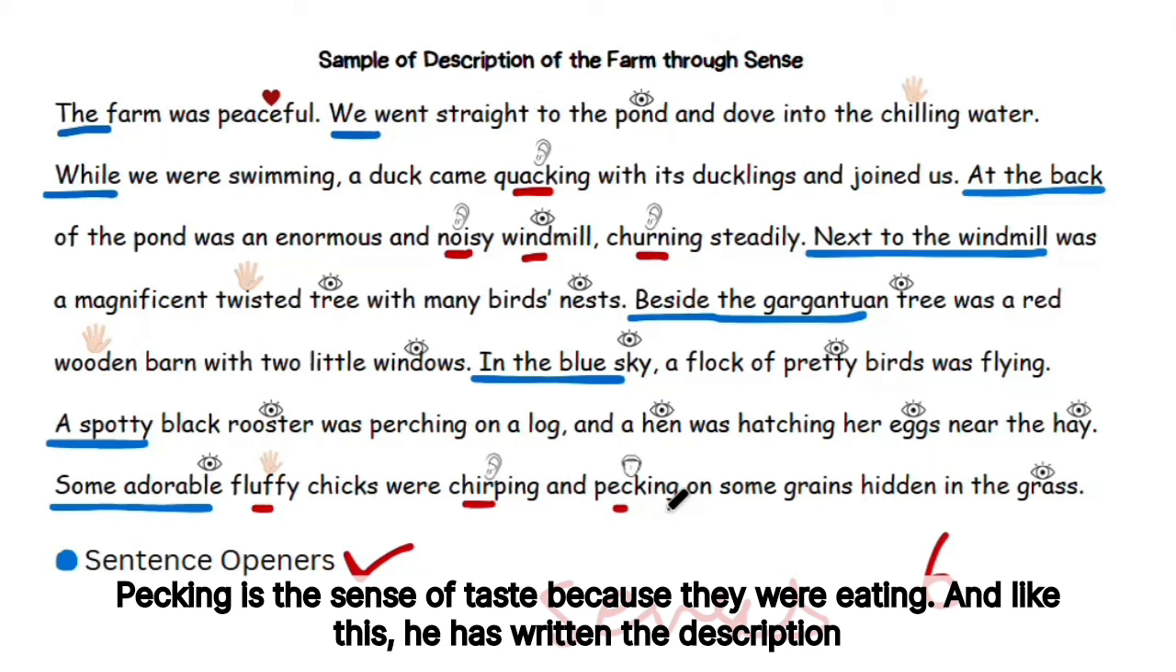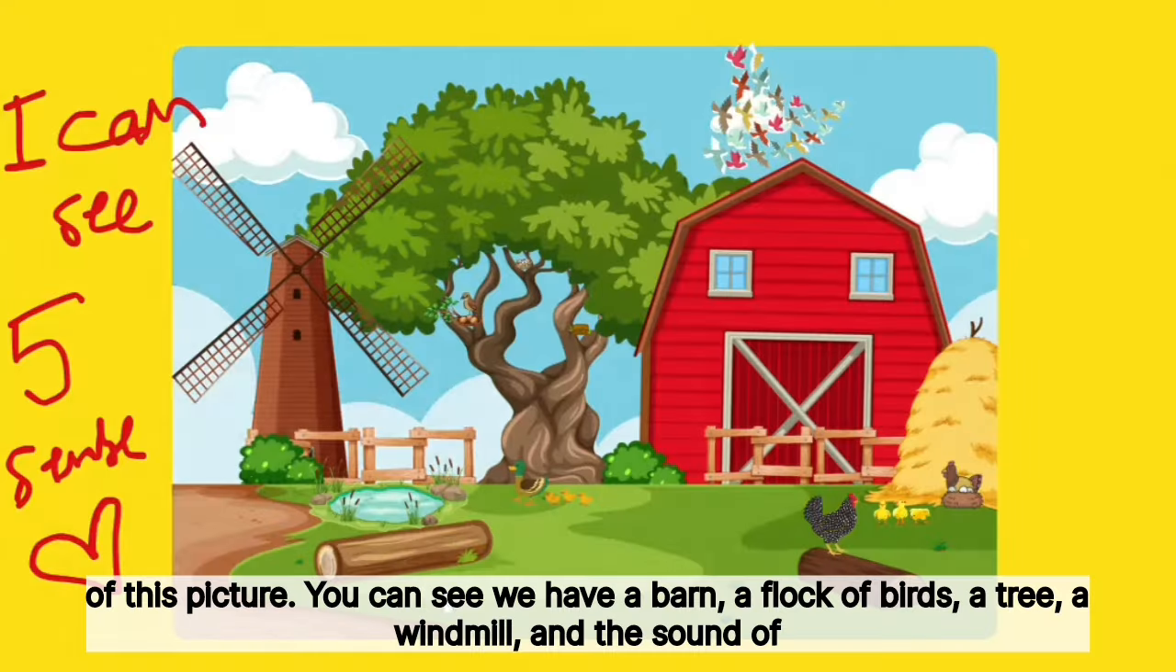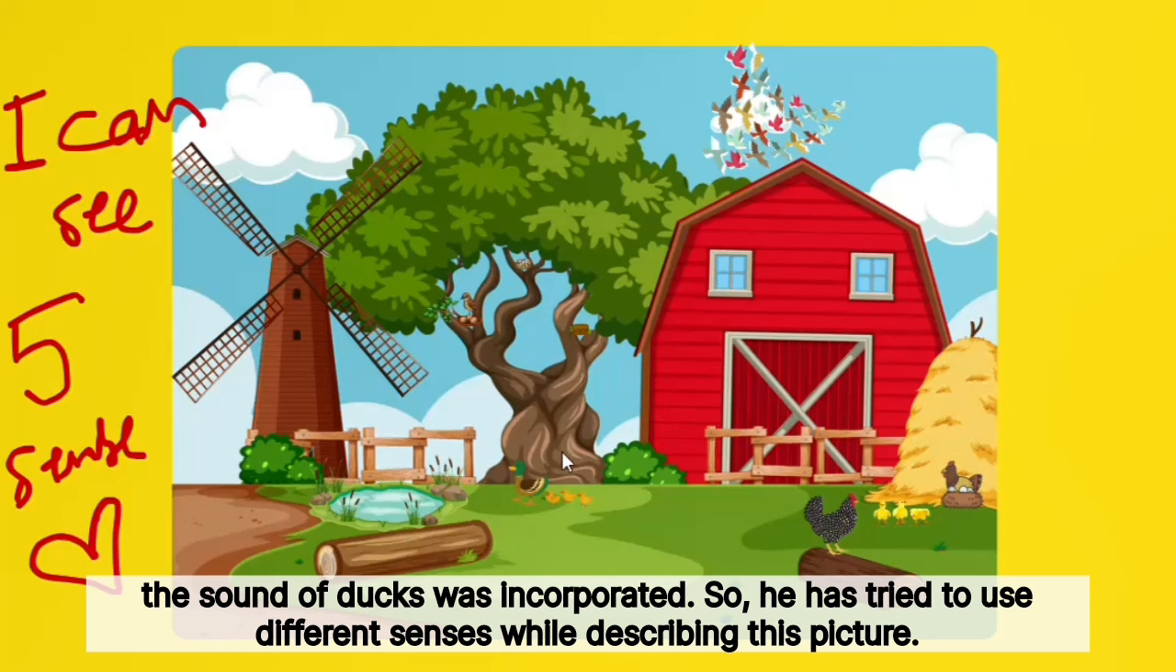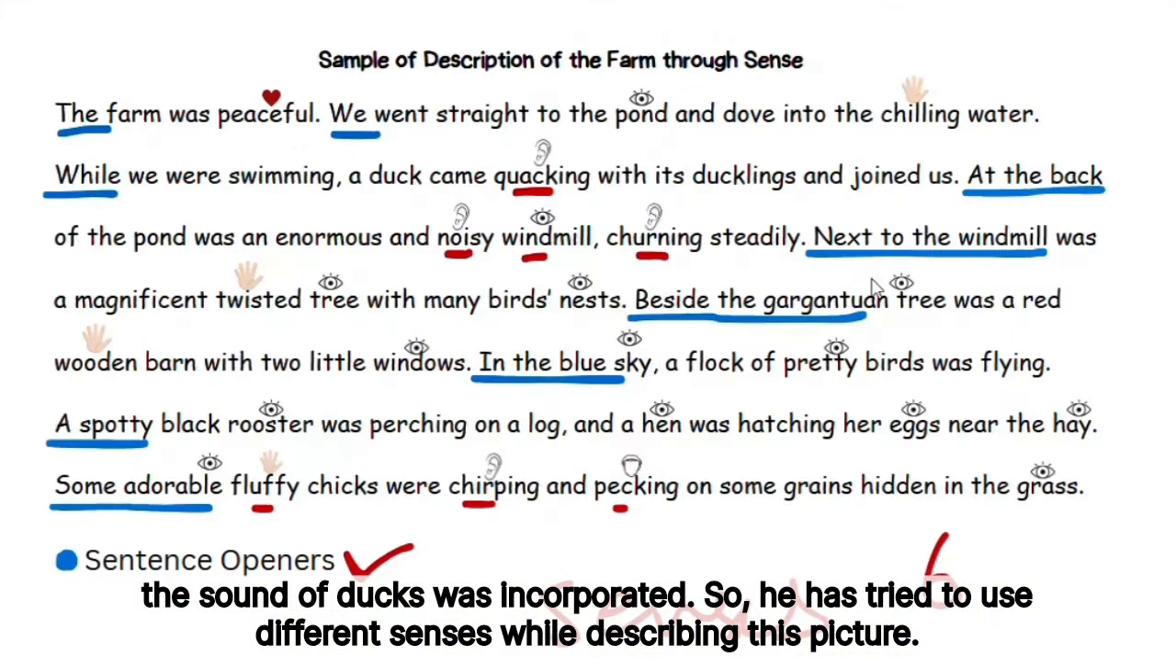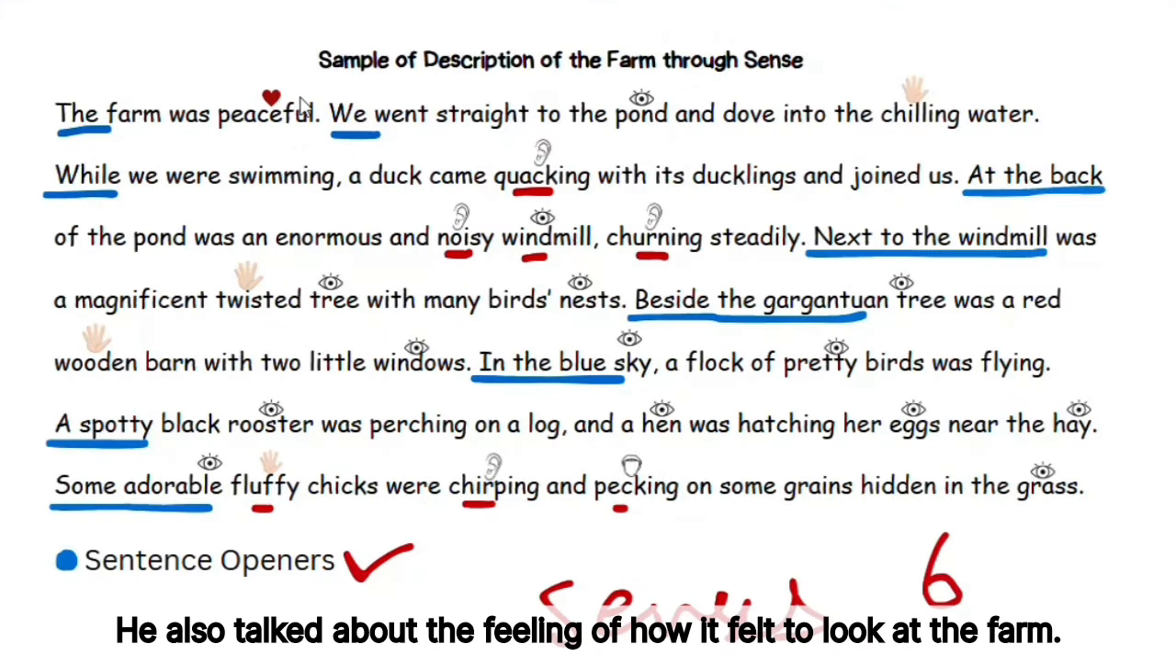Pecking is the sense of taste because they were eating, and like this, he has written the description of this picture. You can see we have a barn, a flock of birds, the tree, the windmill, the sound of the windmill, the sound of ducks was incorporated. So he has tried to use different senses while describing this picture, right? He also talked about the feeling, how it felt to look at the farm.